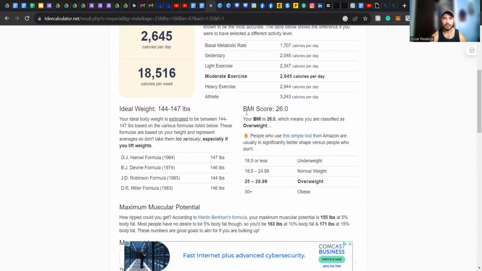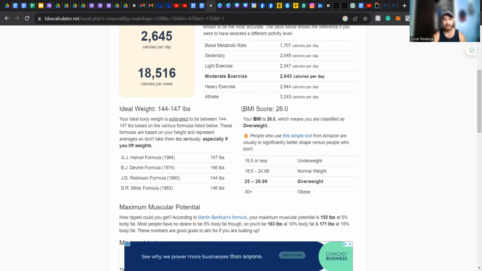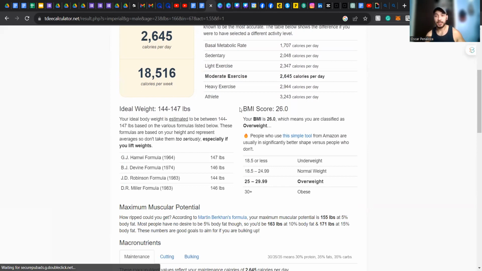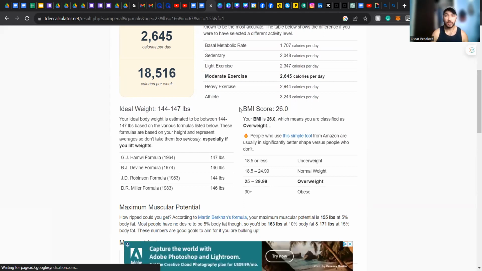And I want to talk about this right here, and then we'll go back to my other slide. So it says BMI score of 26. My BMI says I am overweight, right? So if you see this and you're someone who is generally healthy, you work out, this doesn't mean that you are automatically overweight. This is just a measurement system that they have.